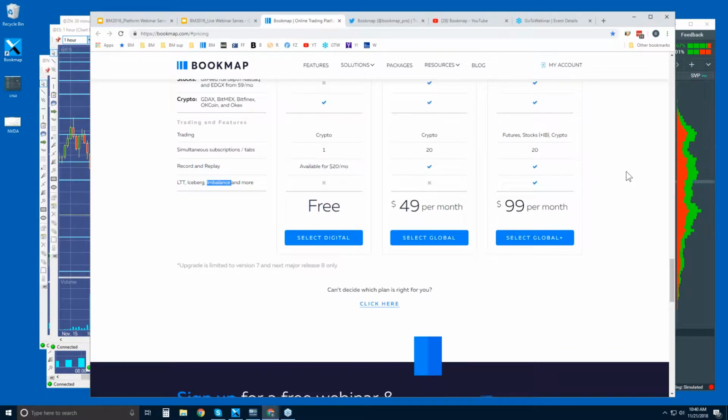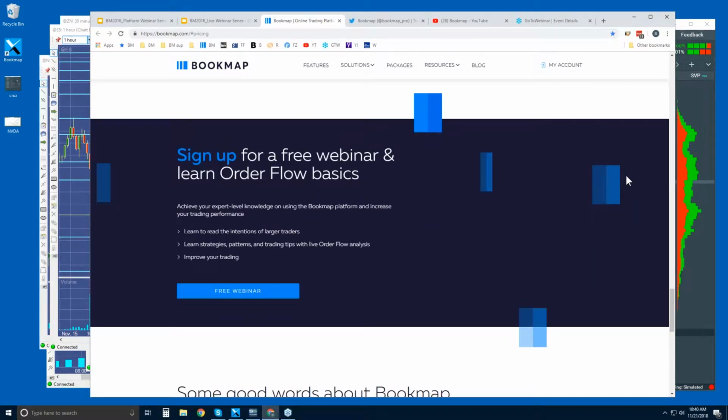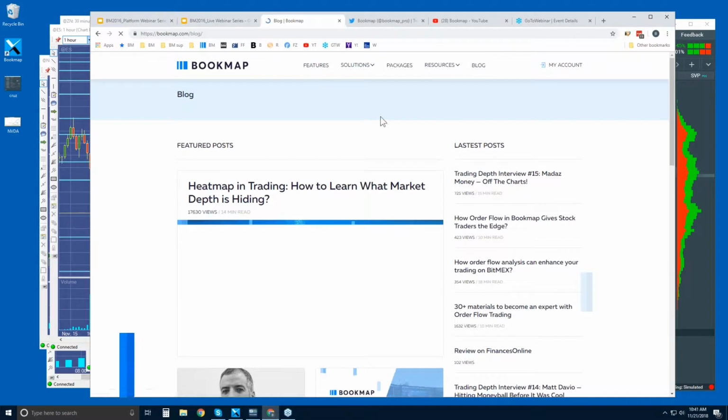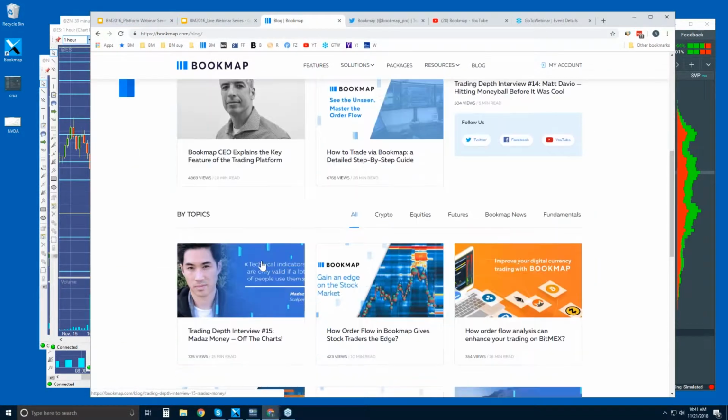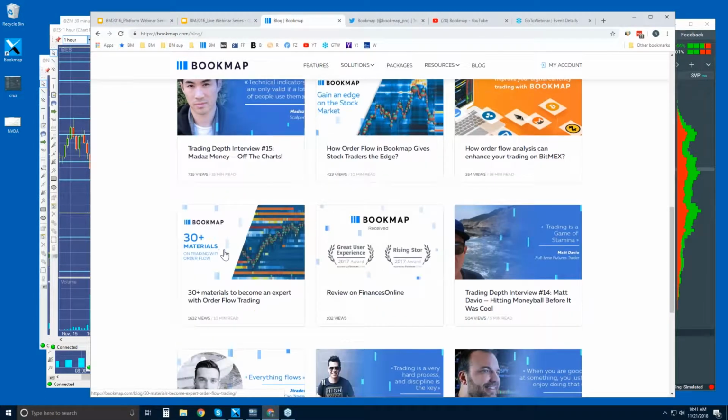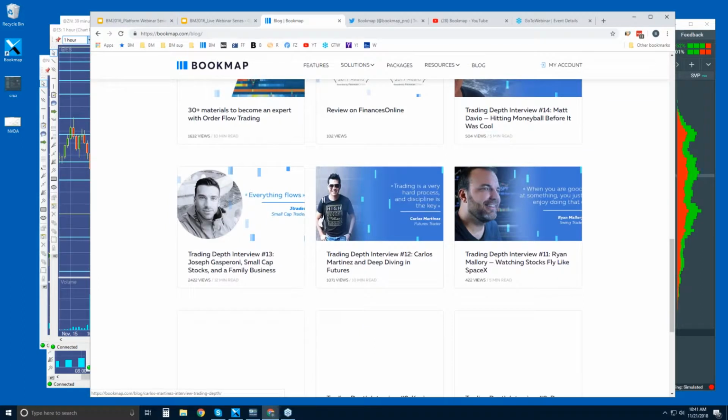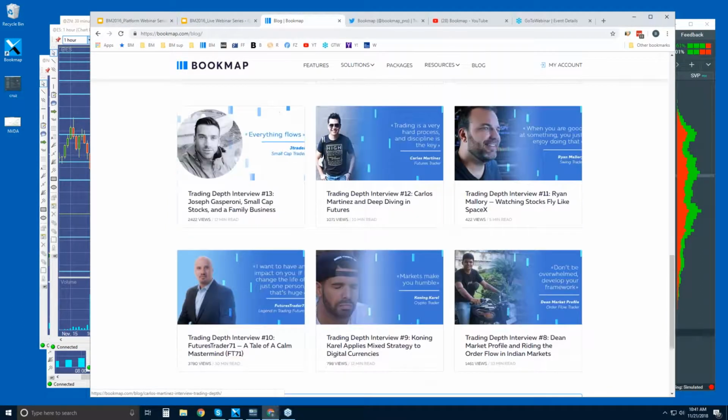All right, so that's the different versions. Let's go through some of the resources. If you want further information, I would start here at the blog on our website. There's all sorts of information here, articles, interviews with traders, resources here, materials, reviews of Bookmap, etc. So it's pretty rich information here, and yeah, please take a look.